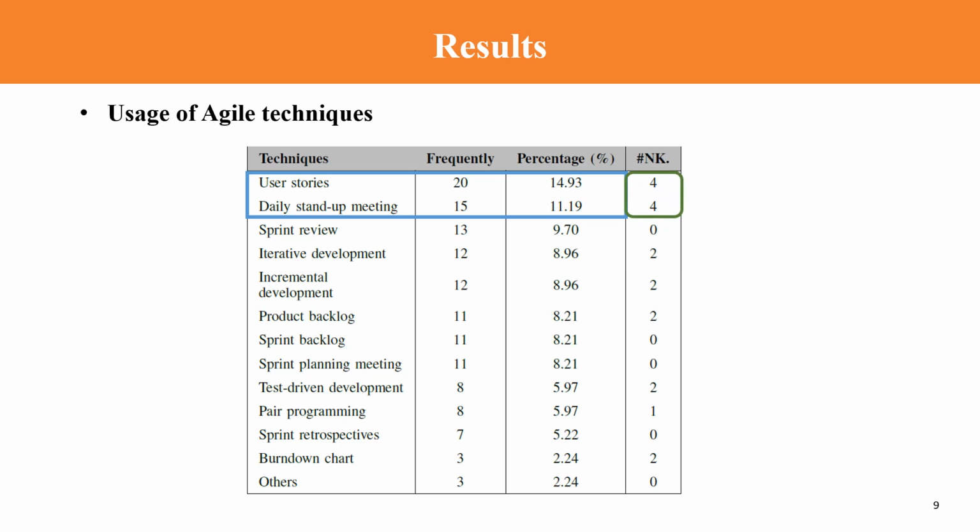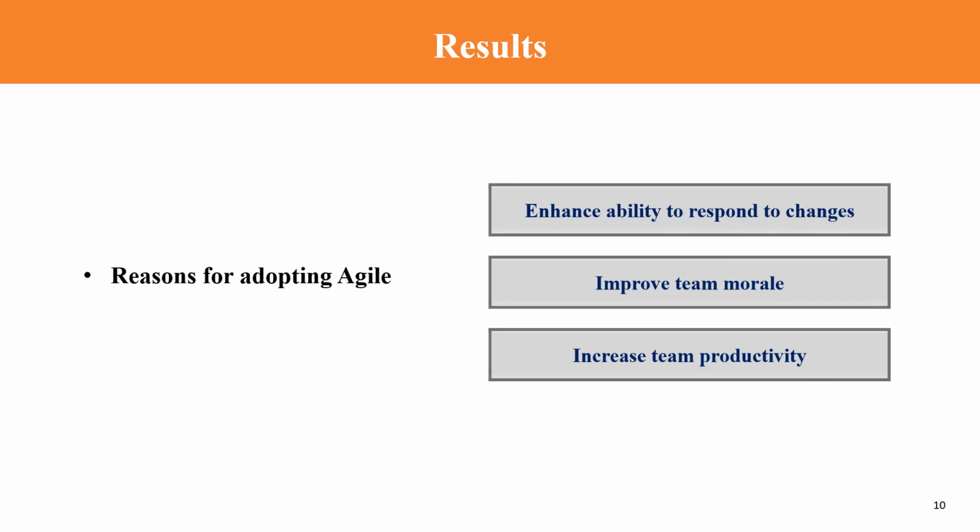Also, we found that these two techniques are the most used by the participants who had never heard of Agile. So, even though they don't know what Agile is, they used some of its techniques. The three most significant reasons for the adoption of Agile from the Saudi practitioners' perspective are to enhance the ability to respond to changes, improve team morale, and increase team productivity.